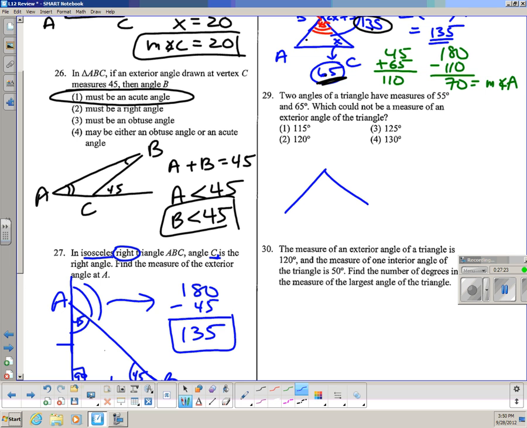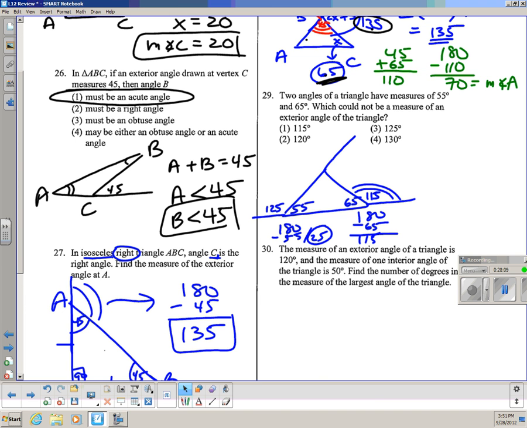Number 29 says, two angles of a triangle have measures of 55 and 65. So I'll draw those in. 55, 65. It says, which could not be a measure of an exterior angle? Well, the triangle really has 1, 2, 3 exterior angles that I could look at. So this first exterior angle on the left would be 180 minus 55, which is 125. Oops, sorry. Then over here, I can do the same thing. I can do 180 minus 65 to get the exterior angle. 180 minus 65 is 115.